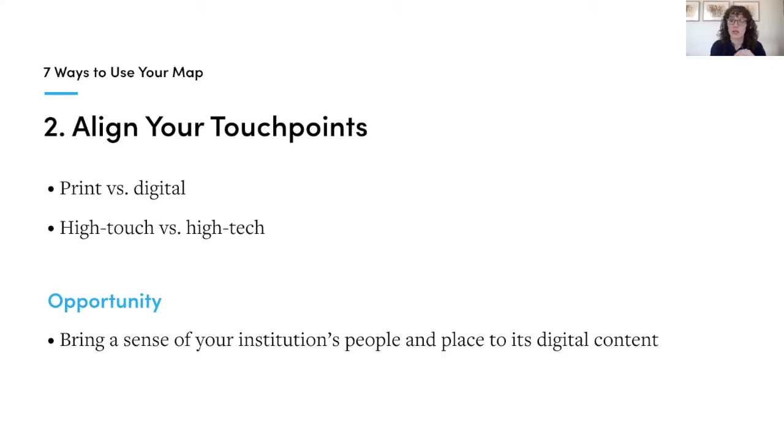We were actually working with one institution where they have exceptionally high yield for students who visit campus, but their web content wasn't working quite as well to engage prospective students. So we started with an experience map, and we really looked for ways that we could bring a sense of being in person, of that campus visit, to the website. We really wanted to bring a sense of place and a sense of people to their digital content. And we used the map to help us get there.